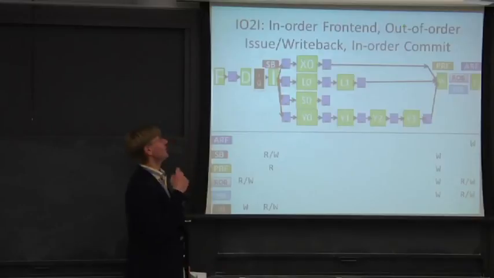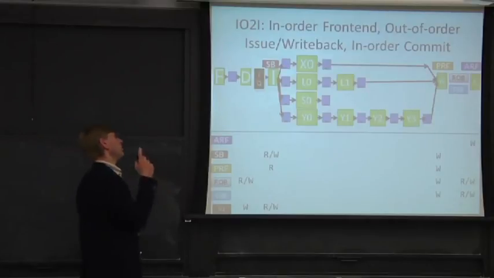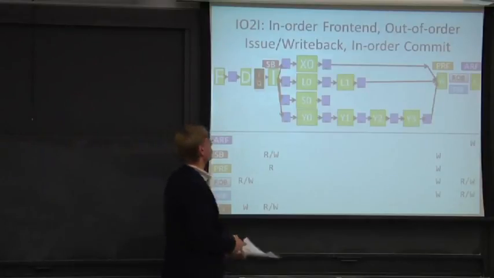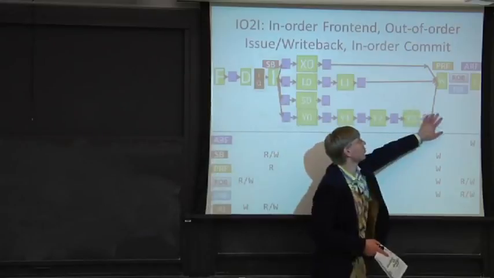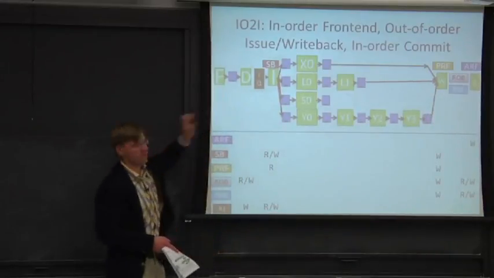In order issue, out of order... excuse me, in order front end, out of order issue, out of order write back, and in order commit. So the middle portion of the pipe here is all out of order. And then finally we commit in order, and we fetch in order.